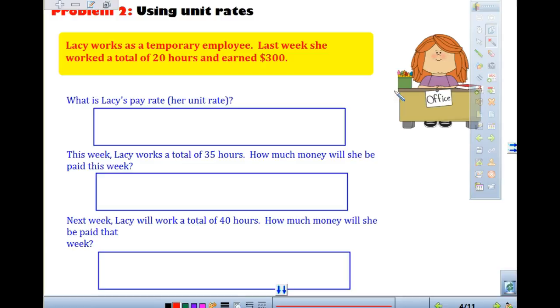And it says Lacey works as a temporary employee. Last week she worked a total of 20 hours and earned $300. Find her unit rate. So when we come back from lunch, we will do that.